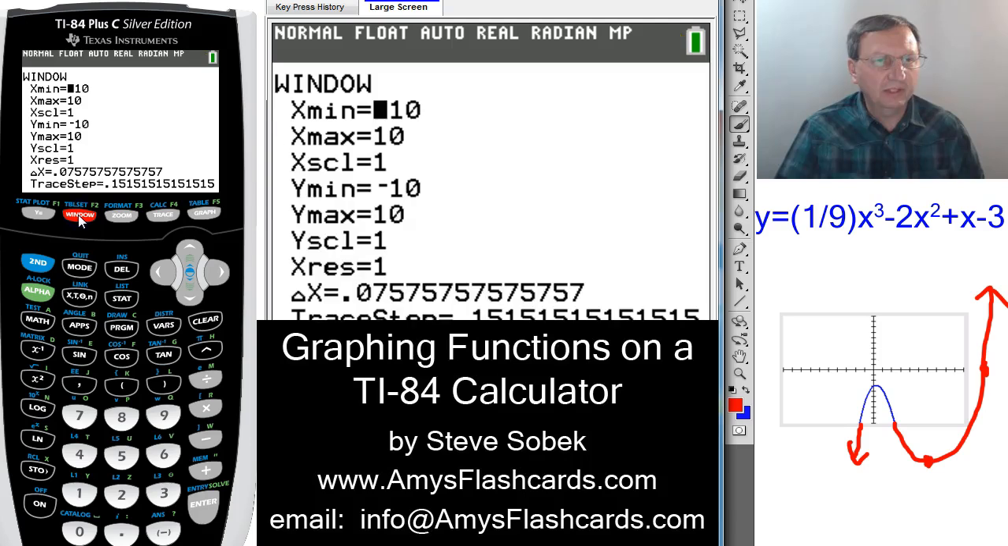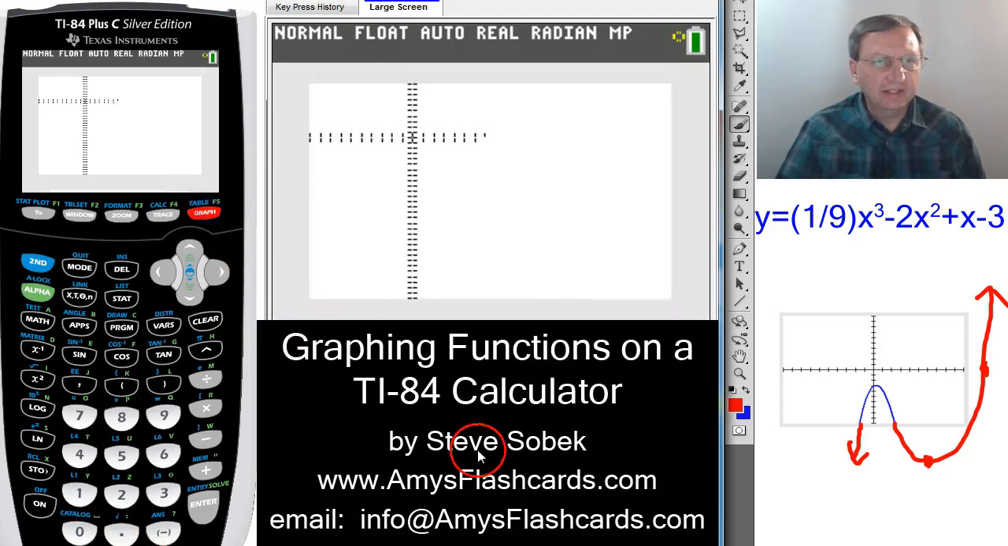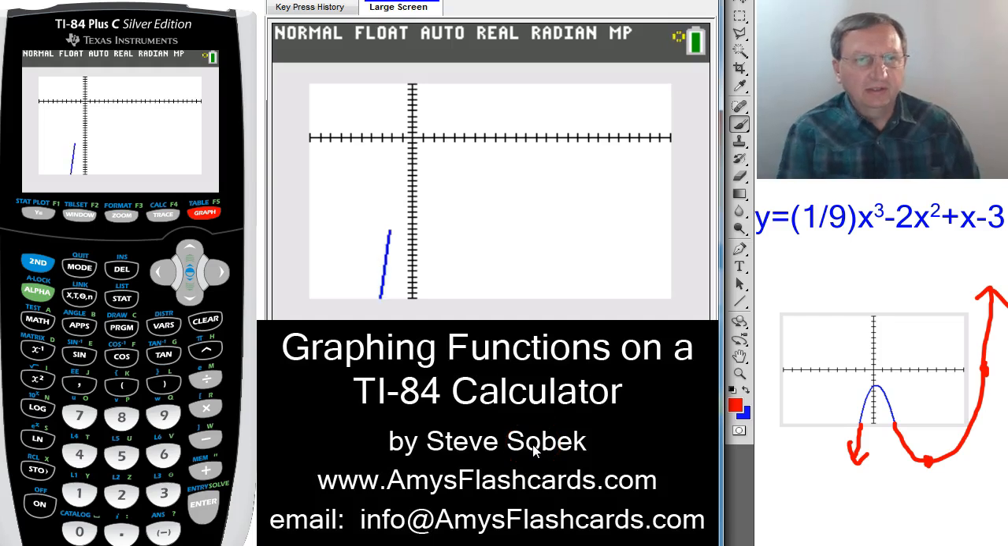Hit the y equal the window button, and x maximum is right here. Why don't we try 25 and see where that gets us. And let's go down to y minimum. We're going to change the lower value of this function here. And why don't we try negative 30 and hit the graph button and see if we're able to see more of the graph.